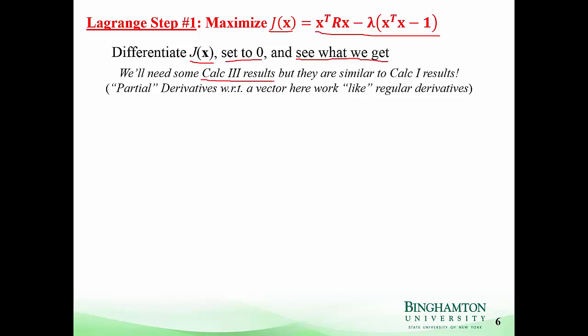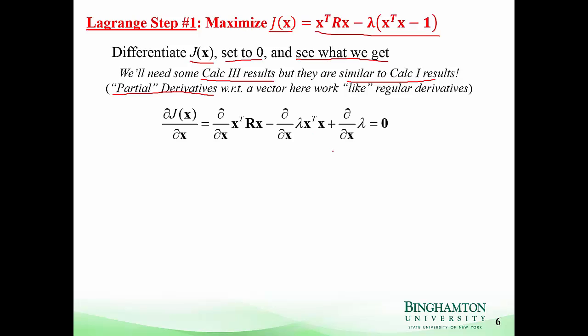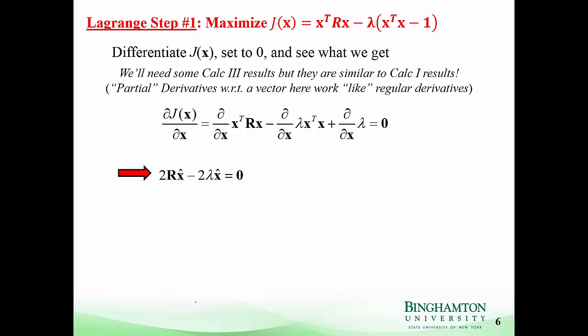So like I said, this uses some results from Calc 3, but they are similar to Calc 1 results, and the results that we need to use are called partial derivatives. They work just like regular derivatives, but the idea is that we just take derivatives with respect to one variable while holding all the others fixed. Now the other thing here is that we're taking a partial derivative with respect to a vector full of variables. So that's another Calc 3 result, and we're going to just kind of wave our hands over that. When you get to Calc 3, you'll learn how to do these things, but the result will look like this. So let's just take a minute, and even though we don't know anything about partial derivatives and we don't know about derivatives with respect to vectors, we can kind of make sense of this.